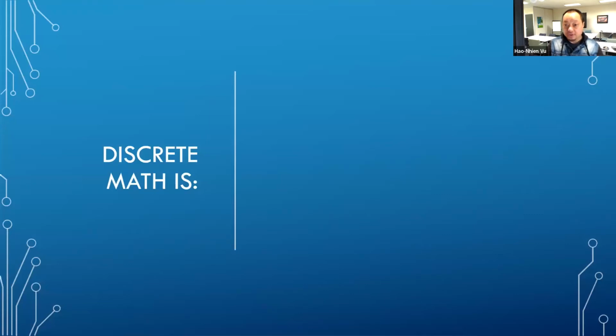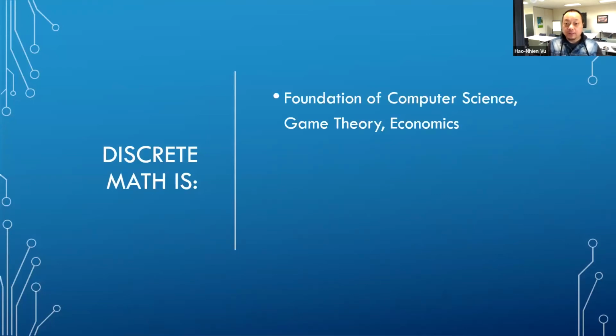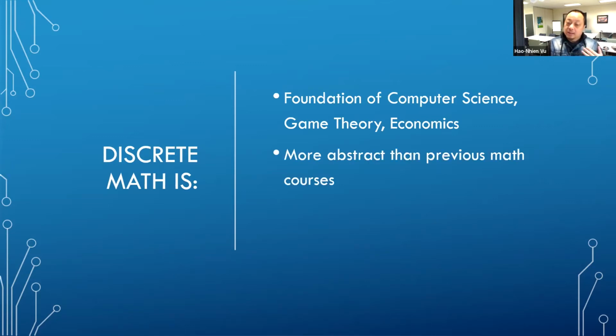Quickly, what this course is about. It's about the fundamental math of several fields, including computer science, game theory, and economics. This class is also more abstract than many math courses that you may have taken in the following sense. In an algebra or calculus class, for example, typically you deal with numbers and functions of numbers. In discrete math, we manipulate structures because that's what computer scientists, game theorists, and economists do.